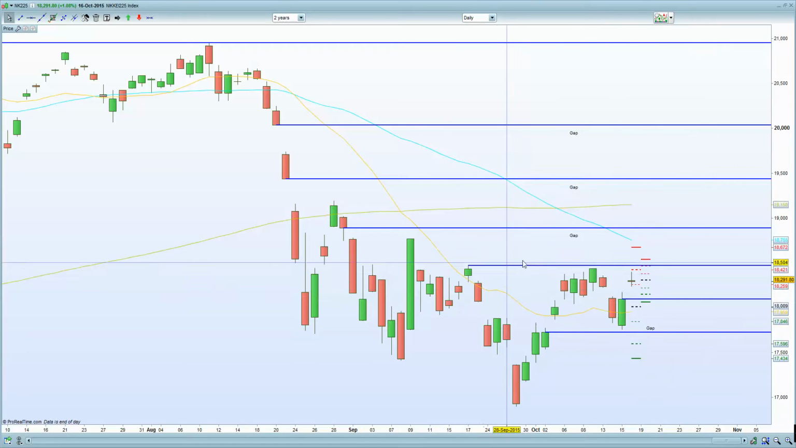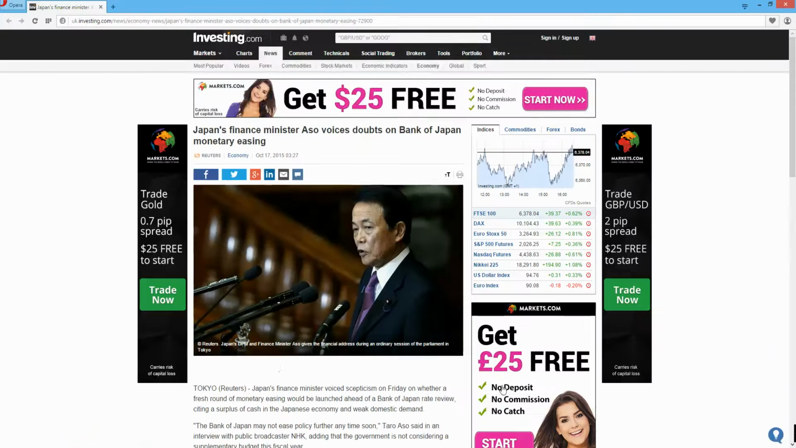So given the fact that we are into horizontal resistance, given the fact that we have had an article over the weekend, if I just bring this article up, I actually tweeted this as well, with regards to lack of stimulus. Japan's finance minister Aso voices doubts on Bank of Japan monetary easing. So if I just bring this up here, you can see.